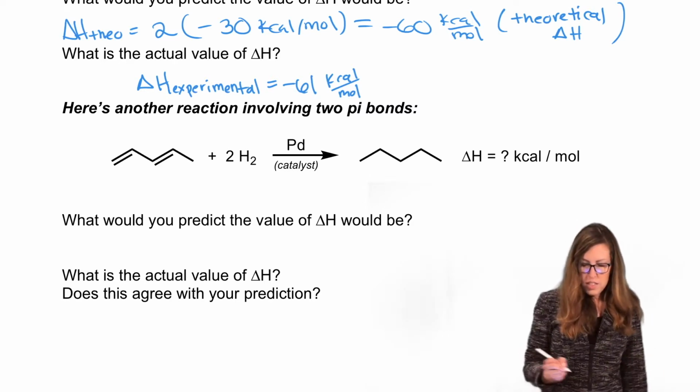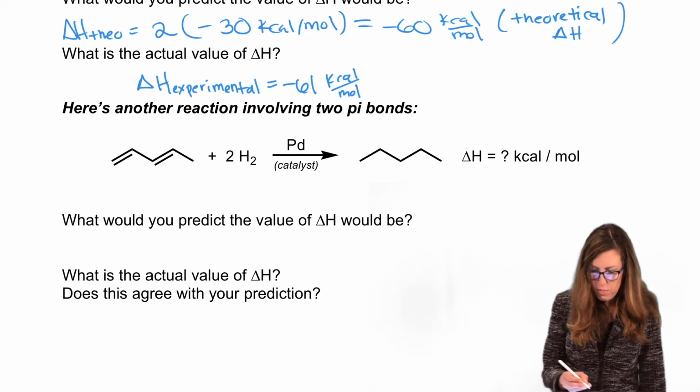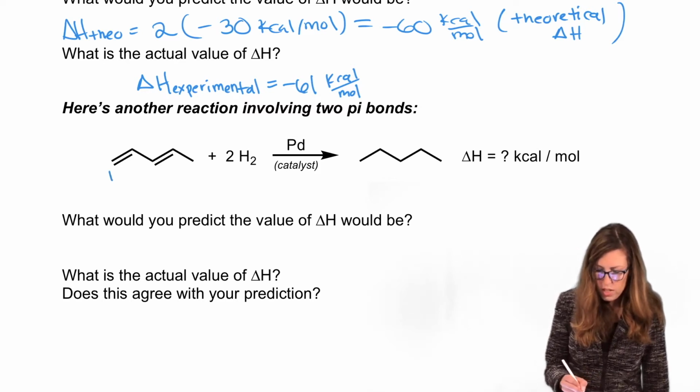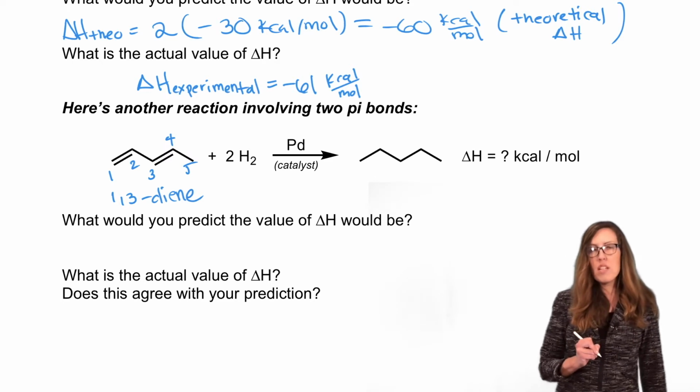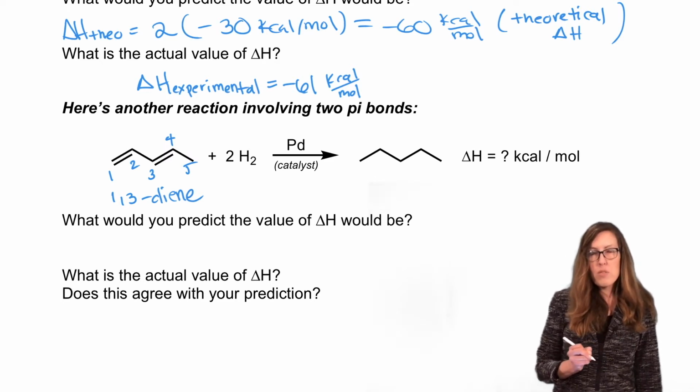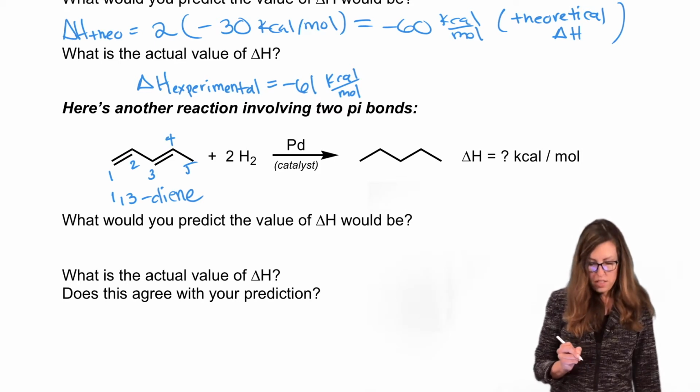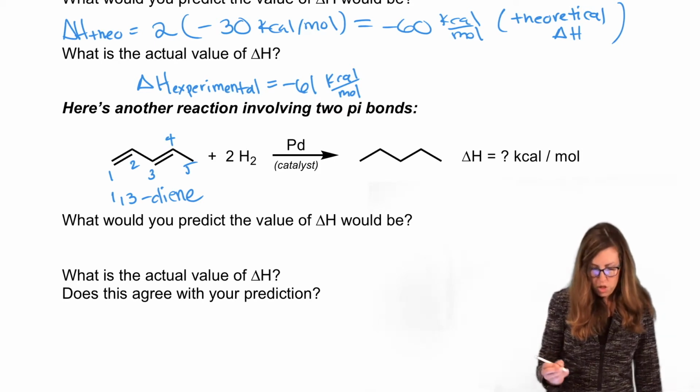All right, let's try the other diene, see what's different about it. 1, 2, 3, 4, 5. We're going to try the 1,3 diene. Now, our calculations that we would do don't account for any regio differences, right? So any constitutional isomers, we're using the same bonds. We're still actually reducing 2 pi bonds.